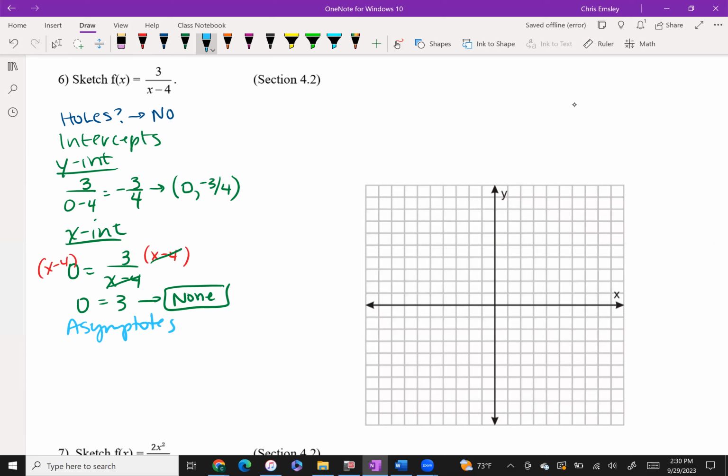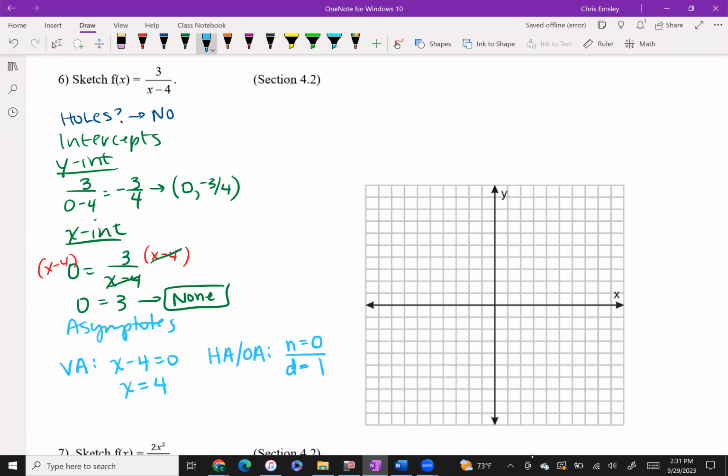Okay, for asymptotes, I'm going to start with our vertical asymptotes. Vertical asymptotes happen where your denominator is equal to 0. So here we have a vertical asymptote at x equals 4. Then for our horizontal and oblique asymptotes, we evaluate those together. We look at the degree of our numerator compared to the degree of our denominator. The numerator of our rational function has no variable, so it is of degree 0. There's just a constant up there. The denominator has x just to the first power, so the degree is 1.